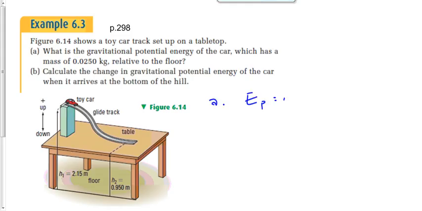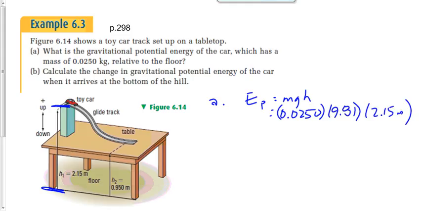Let's do question A now. Ep is equal to mgh. The mass here is 0.0250 kilograms. g is, of course, 9.81 meters per second squared. And the height is the height from the floor to where the car is, 2.15 meters. But remember, if you wanted to find the potential energy relative to the tabletop, we would only use this height, the height above the tabletop. Okay. Usually, you get to pick what your frame of reference is. This time, they tell you that they want you to do it relative to the floor.